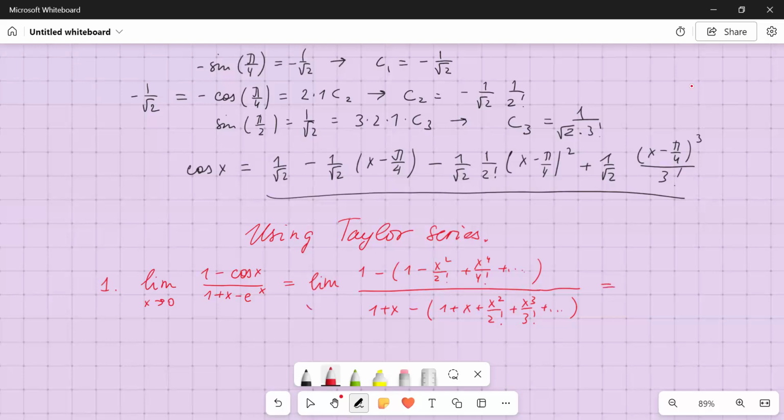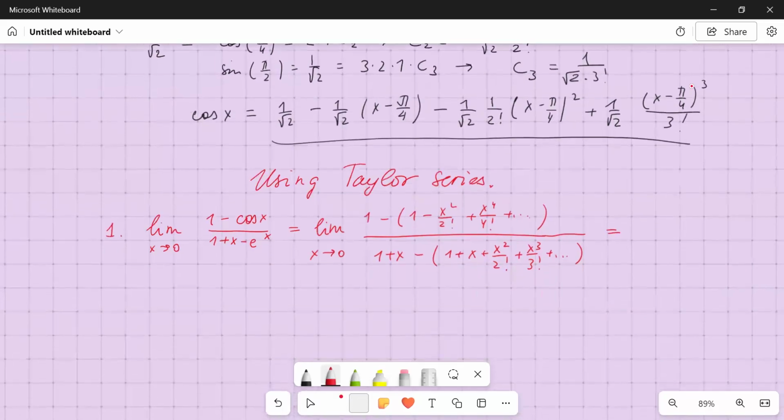So I'm going to start simplifying everything in this fraction. You probably see that I can cancel 1 and 1, but the rest is not going to be canceled.